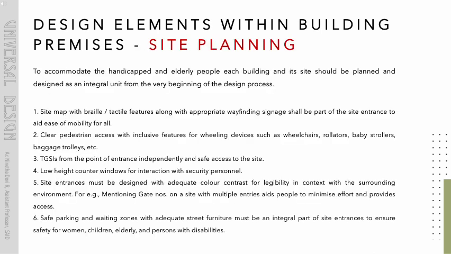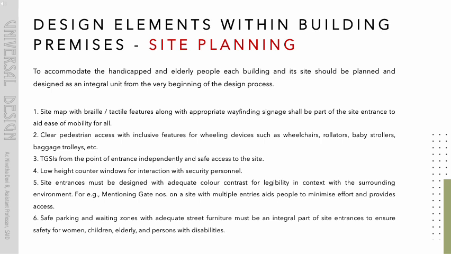Site planning. To accommodate the handicapped and elderly people, each building and its site should be planned and designed as an integral unit from the very beginning of the design process. Site map with braille, tactile features along with appropriate wayfinding signage shall be part of the site entrance to aid mobility for all. Clear pedestrian access with inclusive features for wheeling devices such as wheelchairs, rollators, baby strollers, baggage trolleys, etc. PGSIs from the point of entrance ensure independent and safe access to the site.